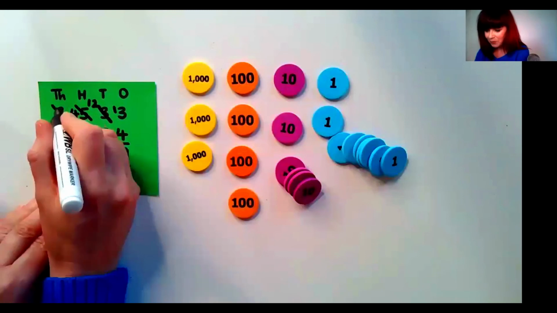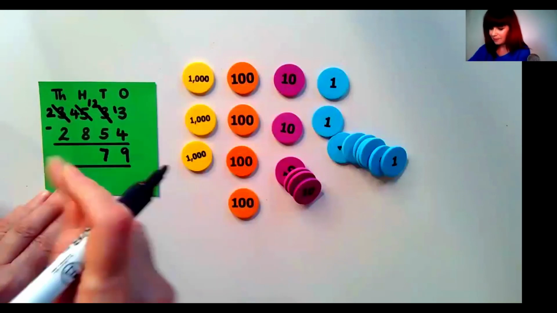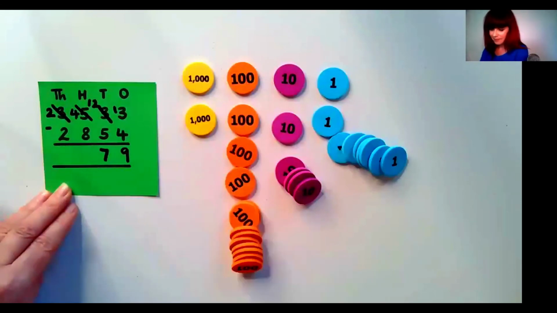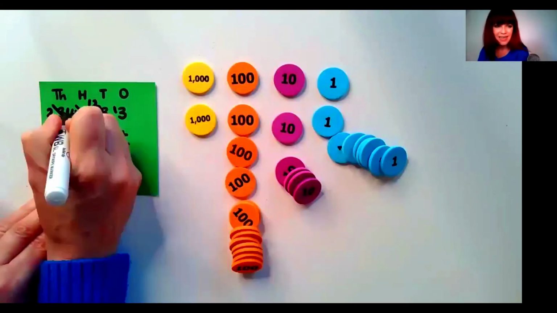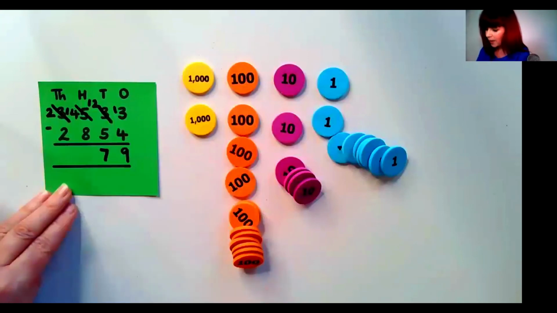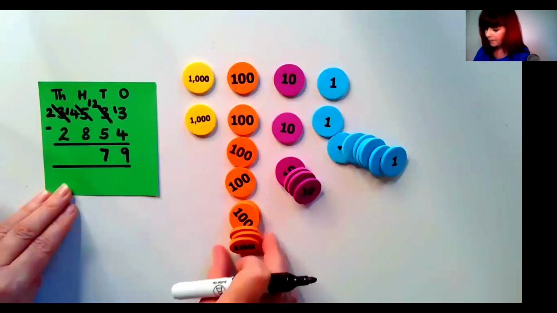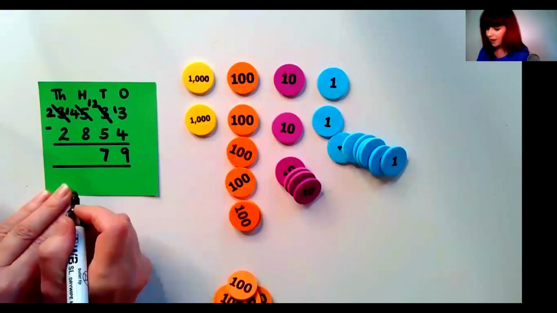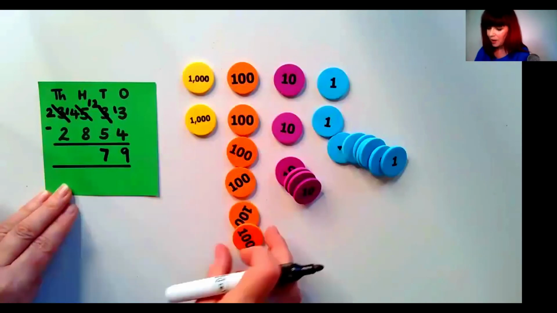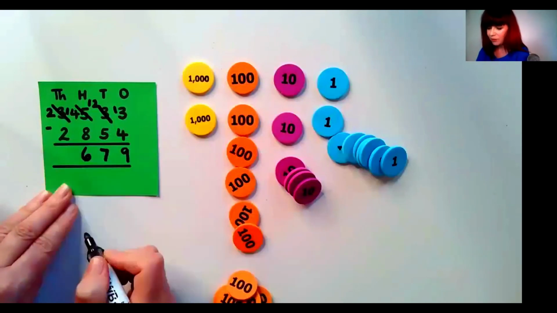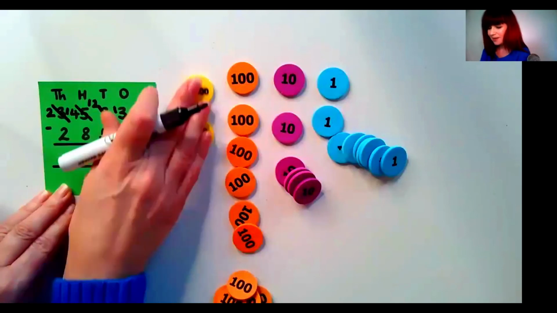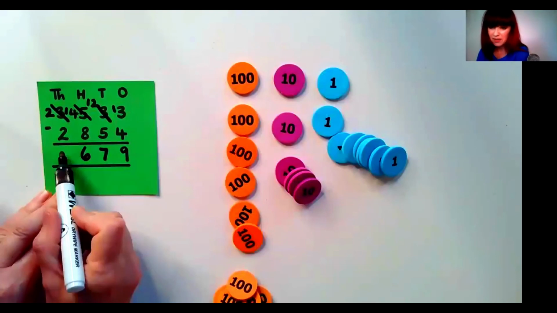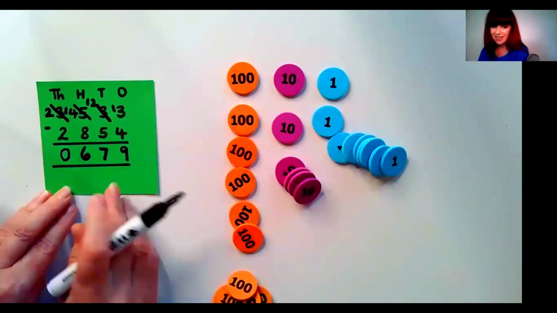So I'm going to exchange one of those thousands for 10 hundreds, which gives me 14 hundreds. I need to take 8 away. How many have I got left? I have got 6 hundreds remaining. I've got 2 thousands and I need to subtract 2 thousands. How many thousands have I got? I have 0 thousands, and I can put my 0 in there if I wish.